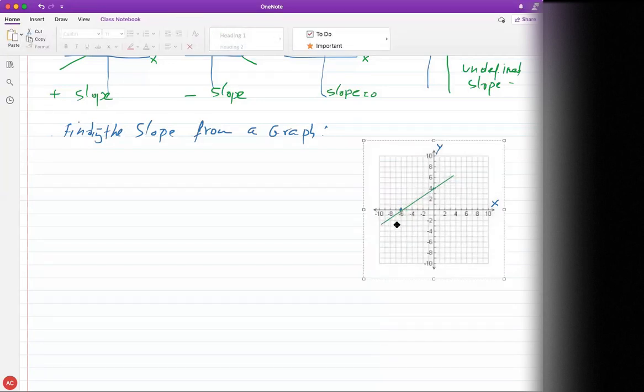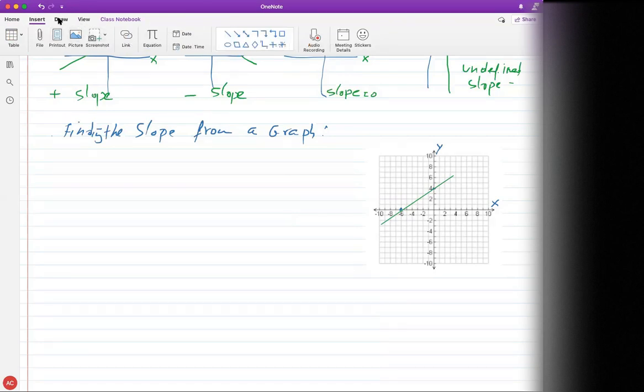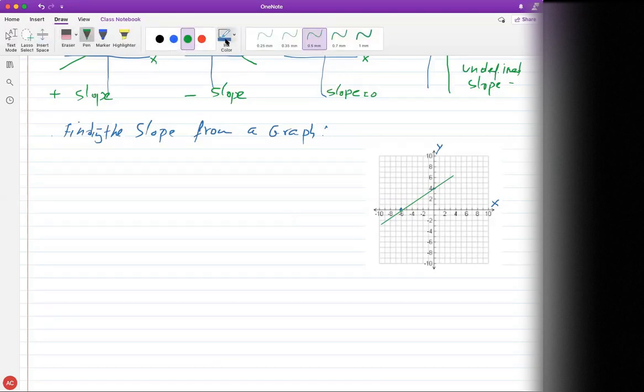So for this line, we're going to try to get the slope. We don't have the slope. All we have is this line and some coordinates. We can actually find the slope of this line by getting a couple of points. To find the slope, we need 2 points. We're going to need point 1 and point 2 and their coordinates.